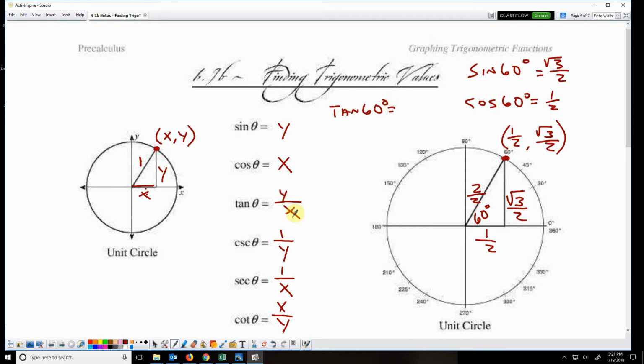is the y value over the x value. So that's root 3 over 2 over 1 over 2. Now if we multiply the outer numbers, that's going to be our numerator. Inner numbers will give us the denominator. And we're going to have a 2 in the numerator and denominator. So when those denominators are the same, they're just going to cancel each other out. So tangent at 60 is the square root of 3.